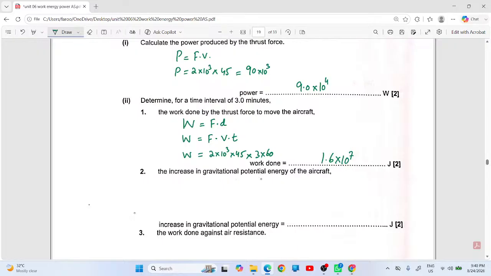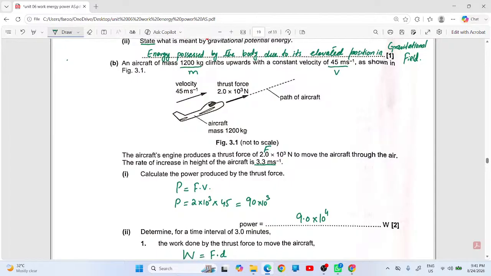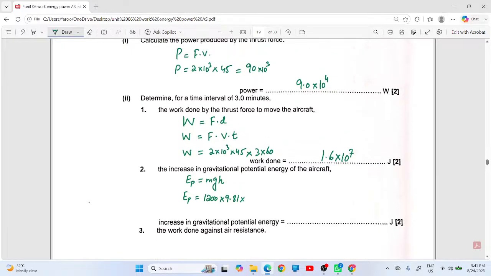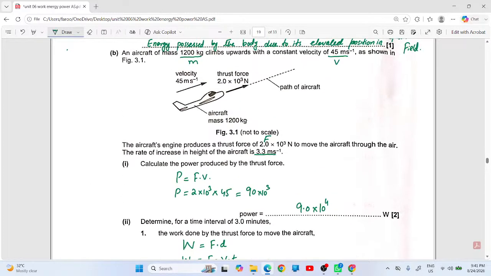The increase in gravitational potential energy of the aircraft. Potential energy is mgh. We know the value of mass, 1200 kg. g is 9.81. What is the height? What should be the height, 3.3?